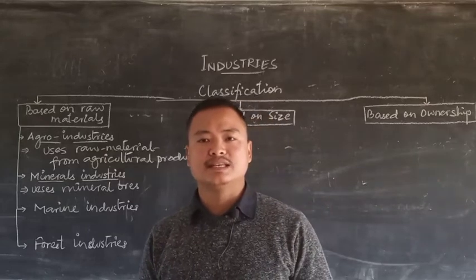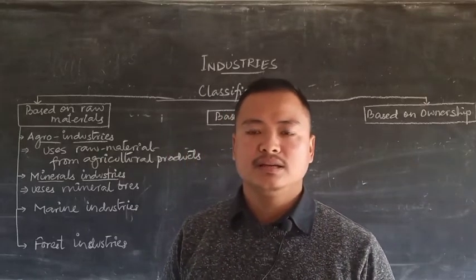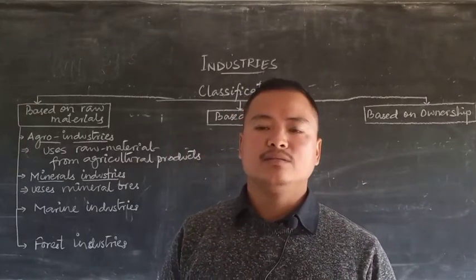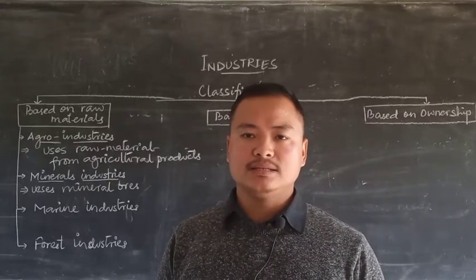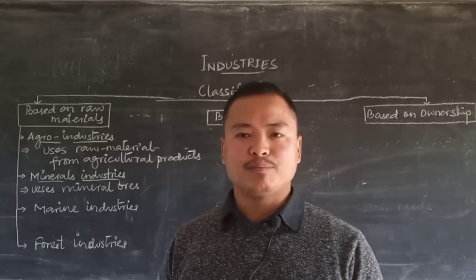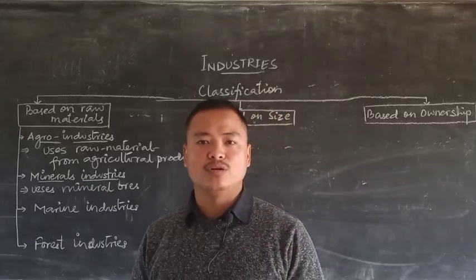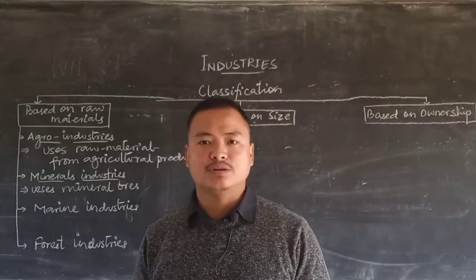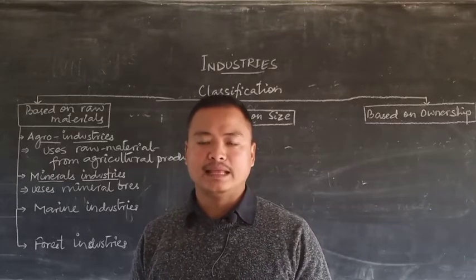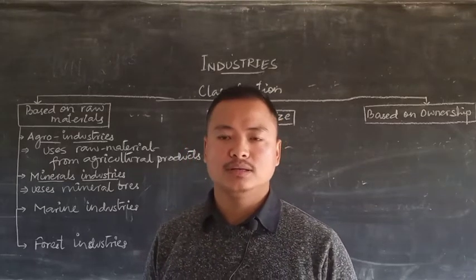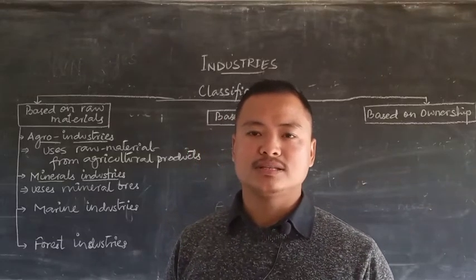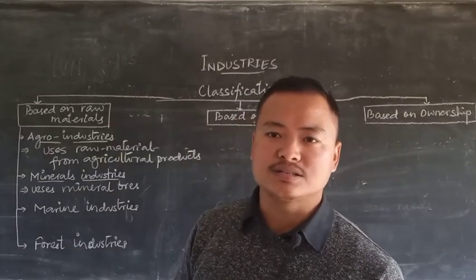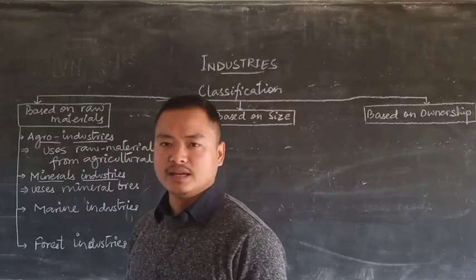For example, if you see the iron and steel industries, the iron which is produced in the industry is made by first processing the iron ore which is found in a natural form on this earth, and then the final product or finished goods are the iron rods or the steel rods. Such industries are the mineral-based industries.